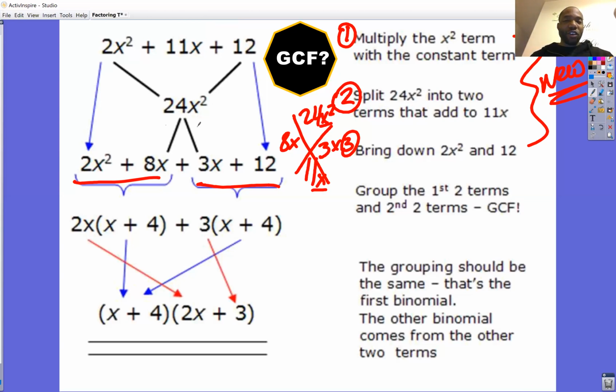And then we're looking for factors of 24x squared that add to give us 11x. So we draw our x, 24x squared, 11x, that'll be 8x and 3x. We bring them into the problem. And then we drop down the 2x squared and the 12, and then we factor by grouping.